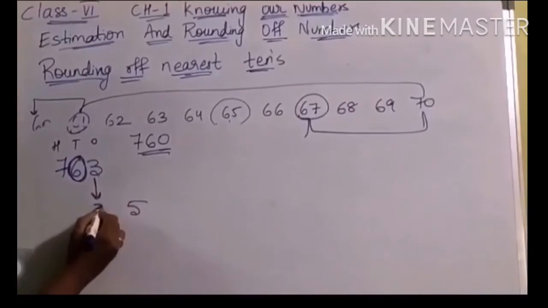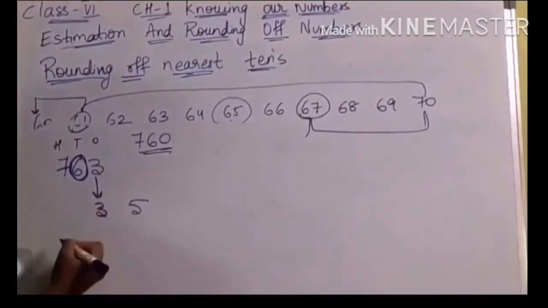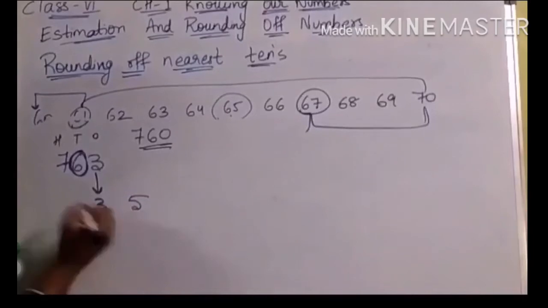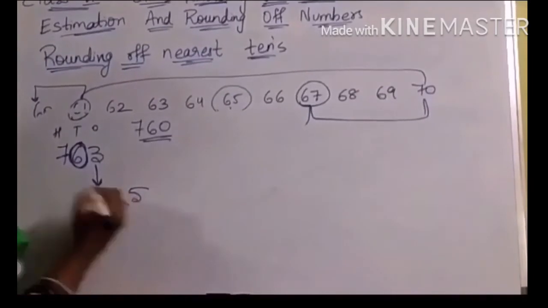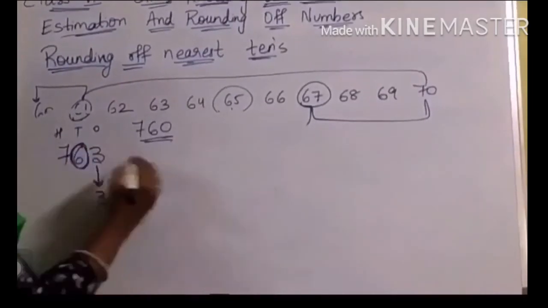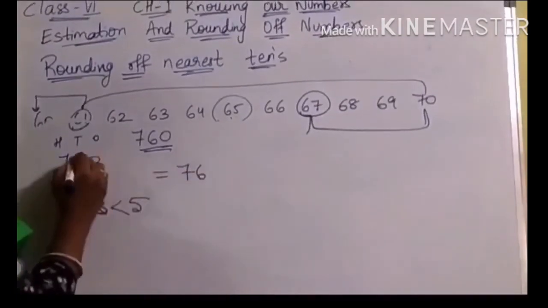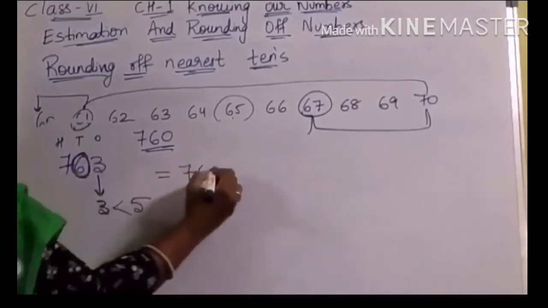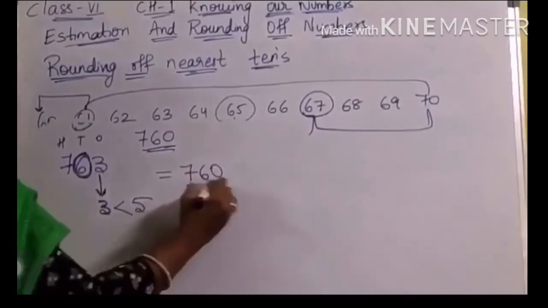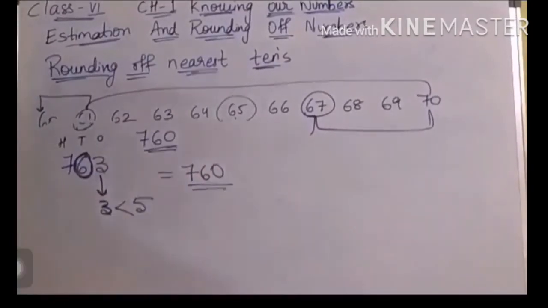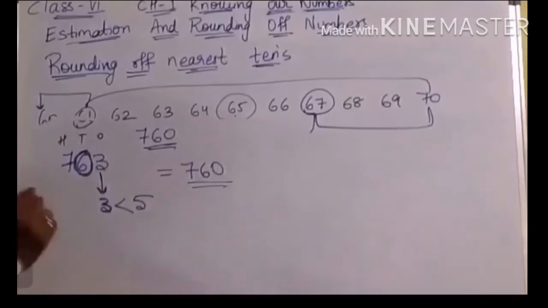Here 3 is smaller than 5. Then what will you do? You should not add anything. Just write 7, 6, and after rounding, however many digits are there, that many zeros will be written. So you will get 760 here. Is it clear? One more example I will take.